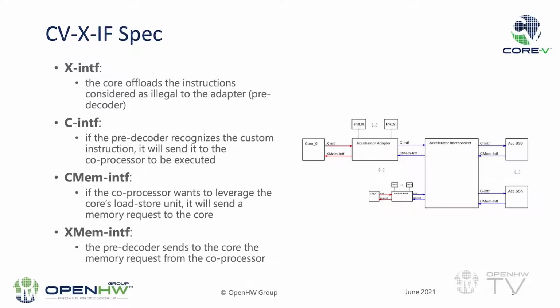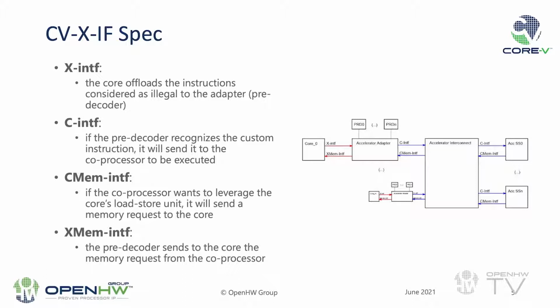This is how the protocol looks like. On the right side, we have the figure that reports the core, the accelerator adapter, and the coprocessor per se. We have the X interface, which is used by the core to offload the instructions that are recognized as illegal to the accelerator adapter, which is then checking whether this illegal instruction is a truly illegal one or it's a custom extension. If this is a custom extension, it will raise a request to the C interface to communicate to the coprocessor that we have a new instruction available, that the coprocessor will then decode and execute.